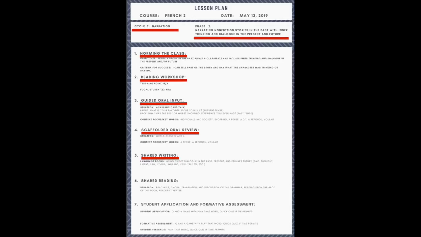So I have some guide words there, but that doesn't necessarily mean that I'm gonna hammer these words in there or hold the kids accountable in any way for using those words today. I'm just going to introduce those words and model them throughout this whole phase of this cycle. You'll see me in the lesson tell them in English, we're gonna be working on making this narrative really fun to read by putting in some inner thinking and talking.